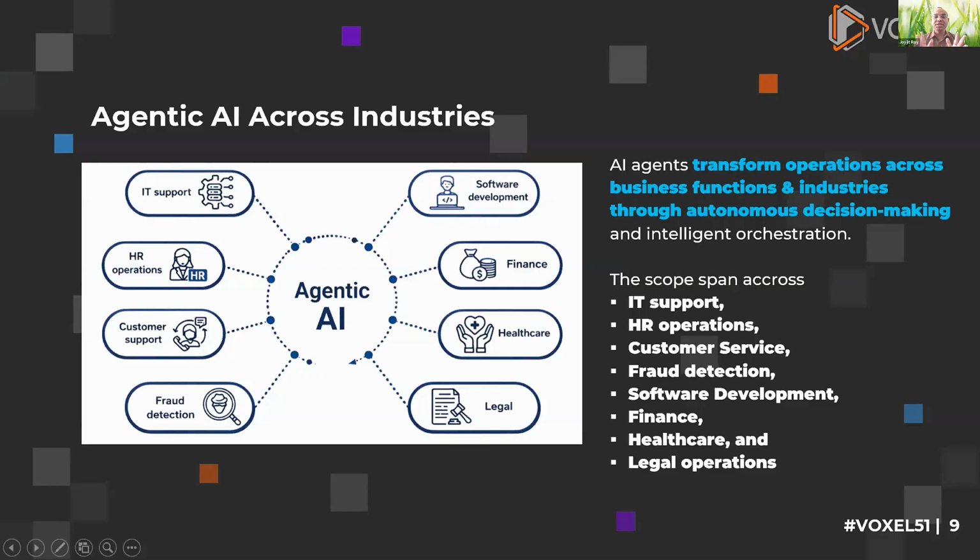So Agentic AI across industries, you see that these are different workflows, right? These are not industries, but these business functions are being used by different domains. So where we are actually transforming the world with the help of Agentic AI: IT support, the chatbots and all, HR operations are using Agentic AI, customer support, fraud detection.